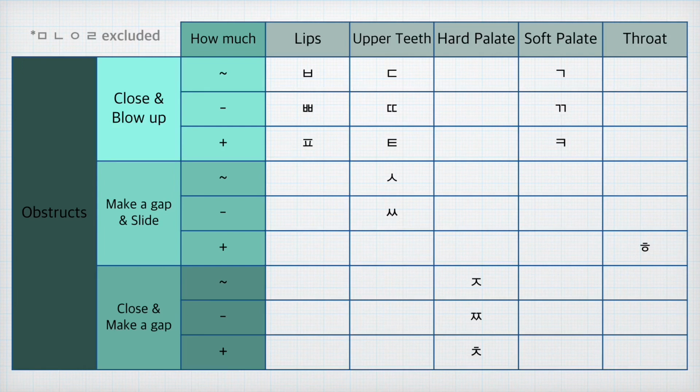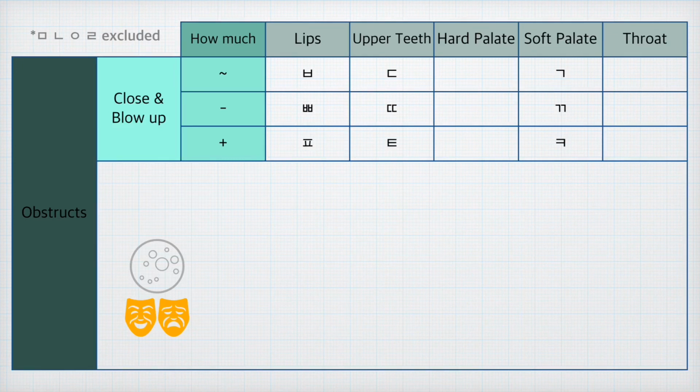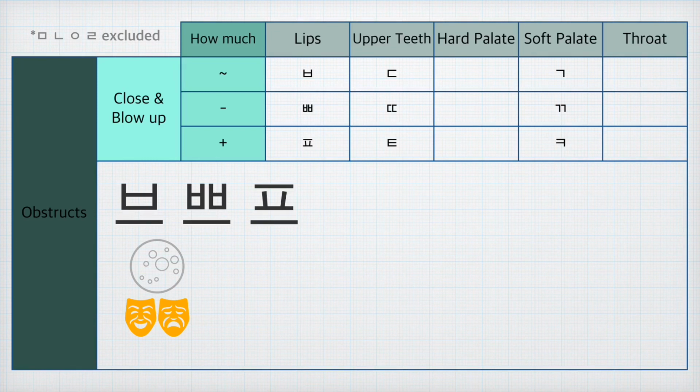Now, we can practice. The explaining part is over, so you can turn off and come back later to practice. Let's try close and blow up sounds first. Pronounce these letters and feel the amount of air you exhale on your hand. P, b, p.